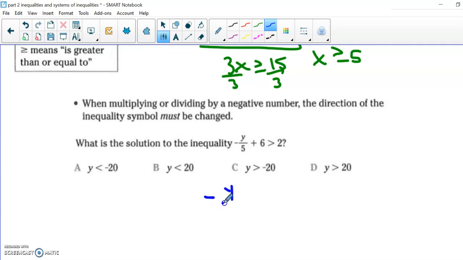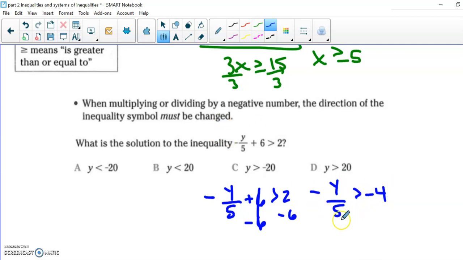We have negative y over 5 plus 6 is greater than 2. So again, we're going to get rid of that addition subtraction first. So I'm going to subtract 6 from each side of the inequality. So I get negative y over 5 is greater than negative 4. I'm going to get rid of that divide by 5, and I'm going to get rid of that negative sign while I'm at it. So I'm going to multiply both sides by negative 5 to get rid of the negative.